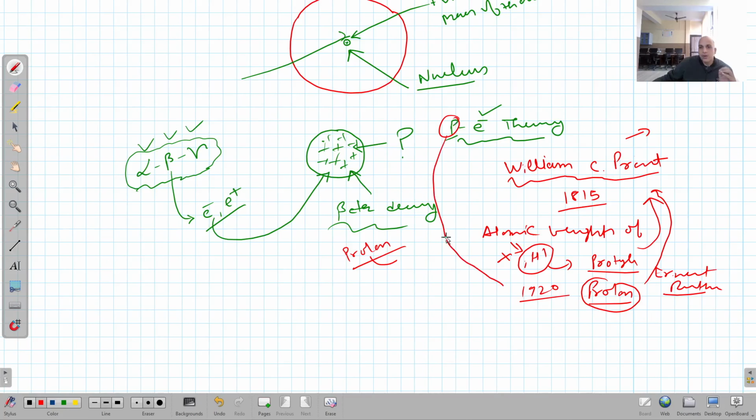Now I am hopeful that you got this clarity. So when we were trying to explain the structure of the nucleus, now the proton electron theory: I told you about the electron, and the word proton came from here. But according to William C. Prout, the atomic nucleus, we know, contains the whole mass of the atom.